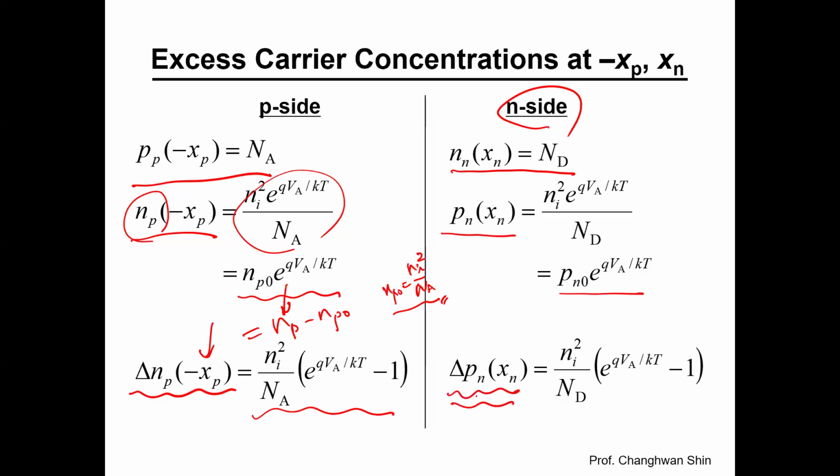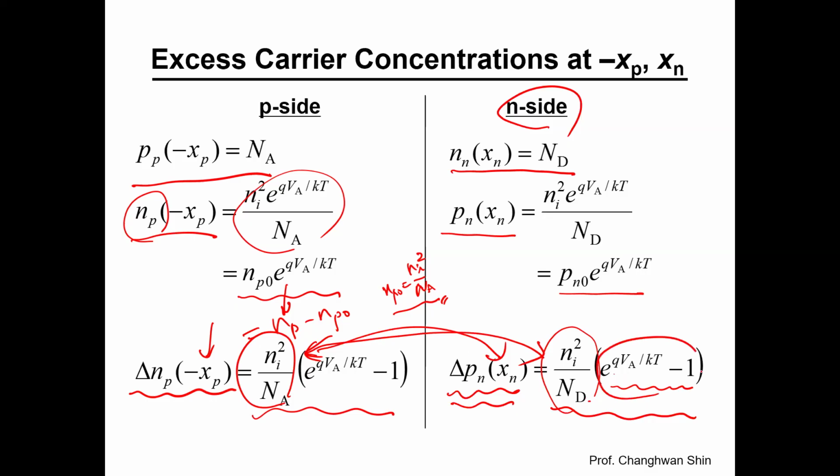So the excess hole concentration is delta p sub n at x_n, and it can be described by this equation. Notice the symmetry in these expressions. The excess minority carrier concentration at each depletion region edge is proportional to the equilibrium minority carrier concentration multiplied by exponential qV_A over kT minus 1. So you can see that there is symmetry.